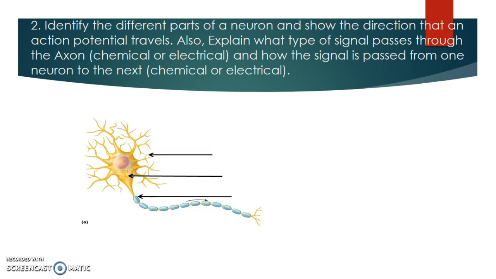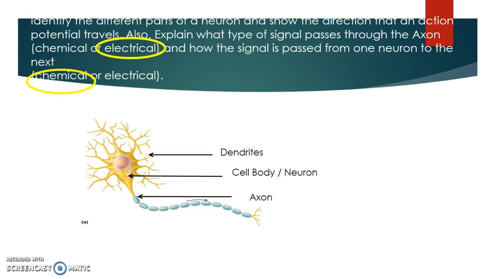Be able to identify the different parts of a neuron and show the direction that the action potential travels. Also explain what type of signal passes through the axon. Is it chemical or electrical? And how the signal is passed from one neuron to the next. Is that going to be chemical or electrical?